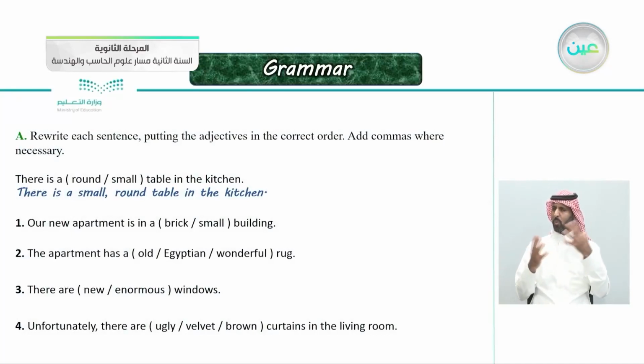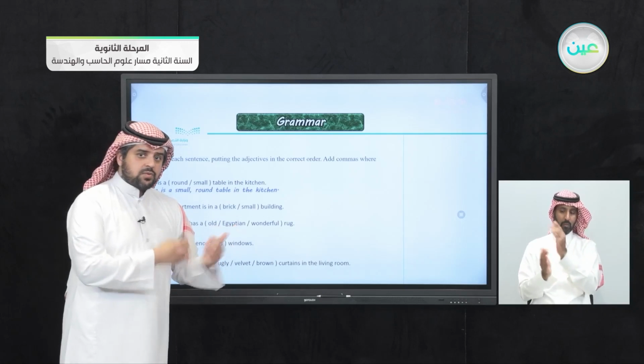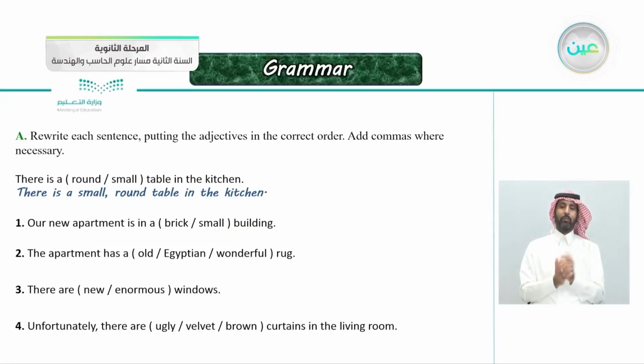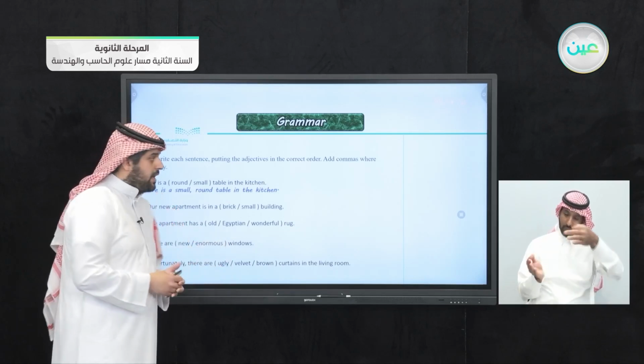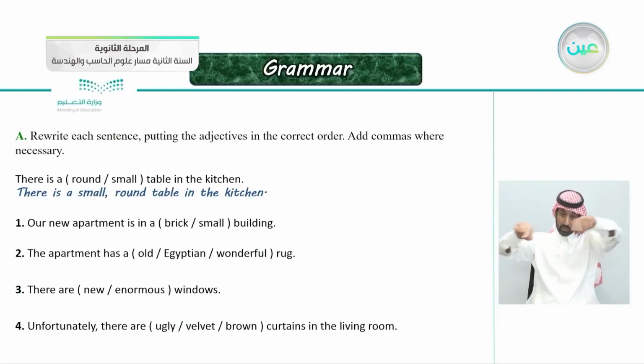So exercise A here, rewrite each sentence putting the adjectives in the correct order. Add commas where necessary. So we'll be rewriting these sentences, putting the adjectives in the correct order as we learned previously. The first one is already done. There's a small round table in the kitchen. If you remember the correct order that we took in the beginning of this lesson, try to read it on the page, then get back to this exercise.